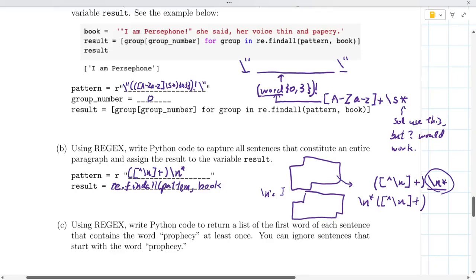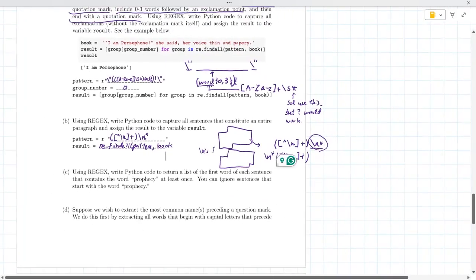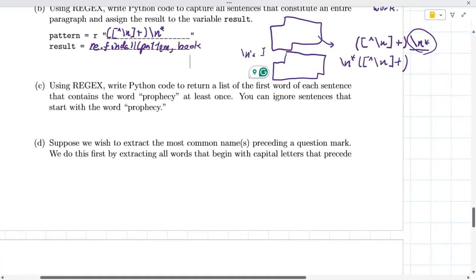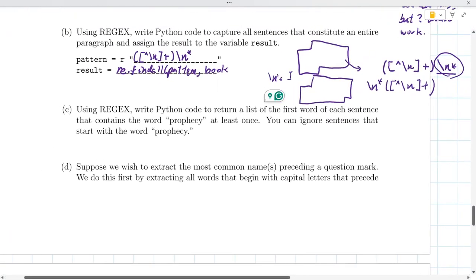Right, well, that's enough yapping about regex, and now we should probably move on to the next part. So the next subpart: using regex, write Python code to return the list of the first word of each sentence that contains the word prophecy at least once. You can ignore sentences that start with the word prophecy. So what we need to do is first figure out how to write a sentence, and then later we can try to figure out how to write a sentence with the word prophecy.